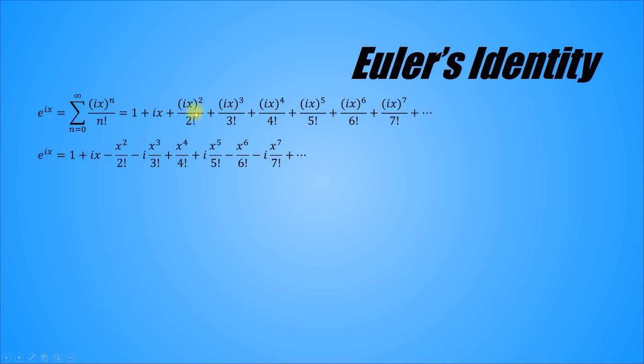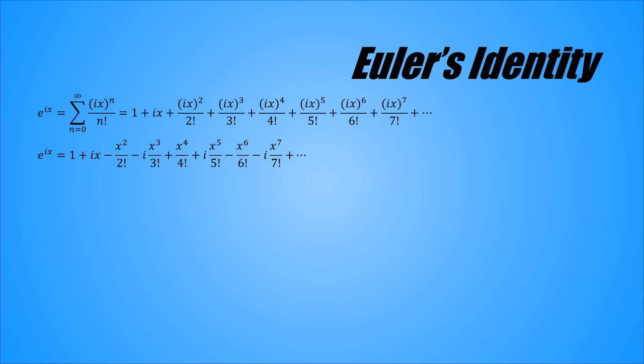Here in the second degree term, we're squaring an i. So recall that i is the square root of -1. So when you square i, you get -1. And that -1 is right here. When you cube i, you get -i. That -i is right there. When you raise i to the fourth power, you just get 1. And so (ix) to the fourth over 4 factorial is just x to the fourth over 4 factorial.